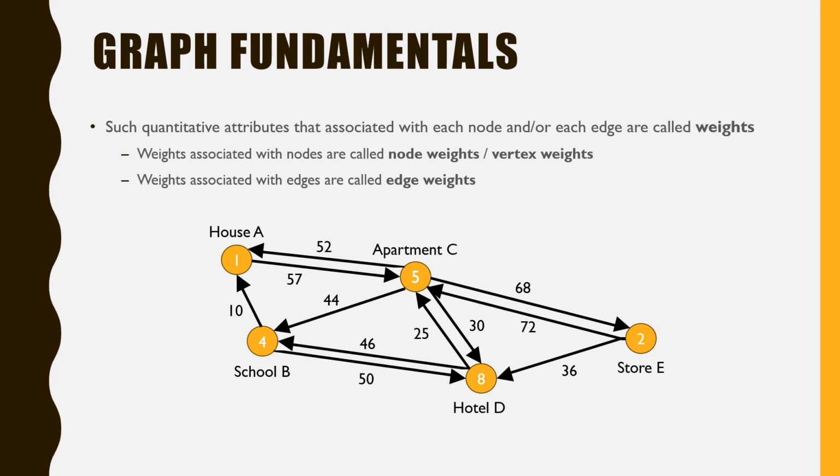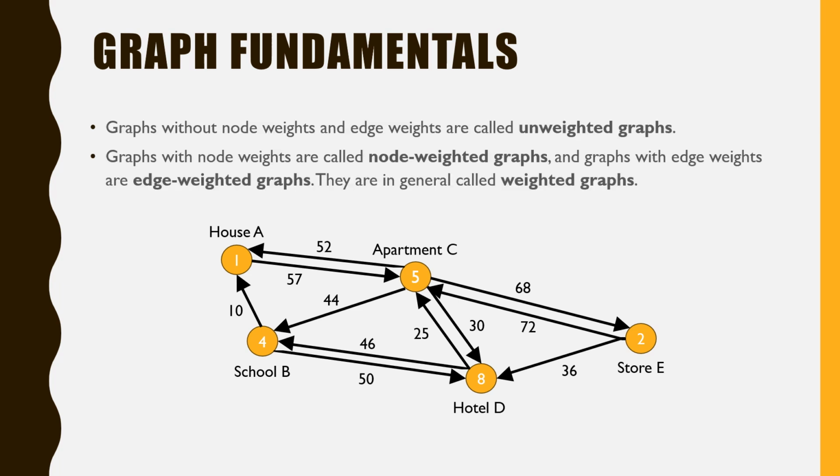Weights assigned to nodes are called node weights or vertex weights, while those assigned to edges are called edge weights. In our example, the node weights are shown within the nodes, and the edge weights are marked beside the edges. Graphs without node or edge weights are called unweighted graphs.